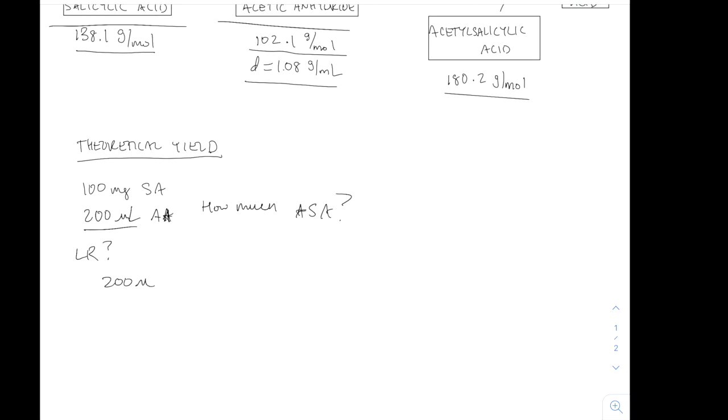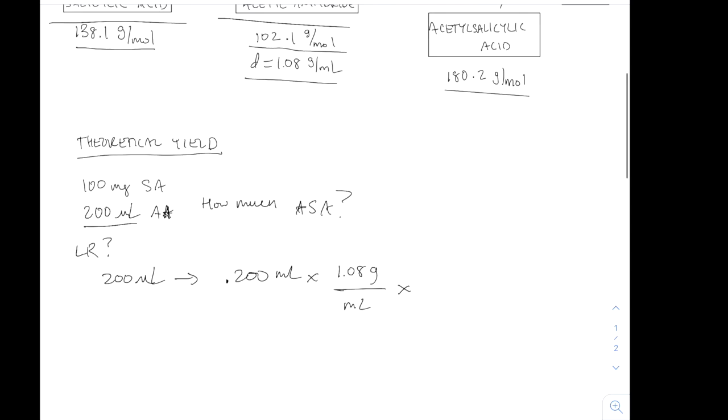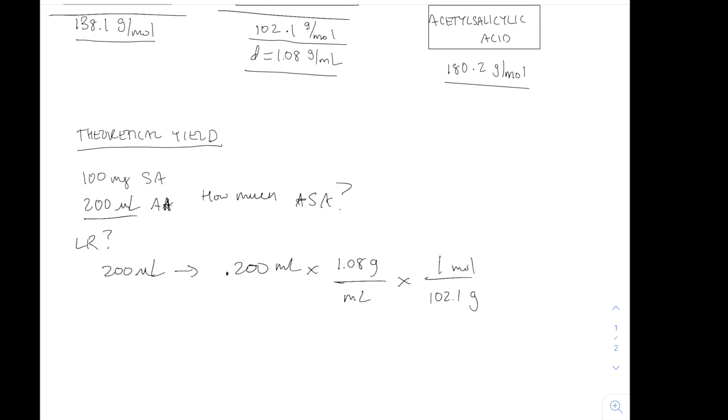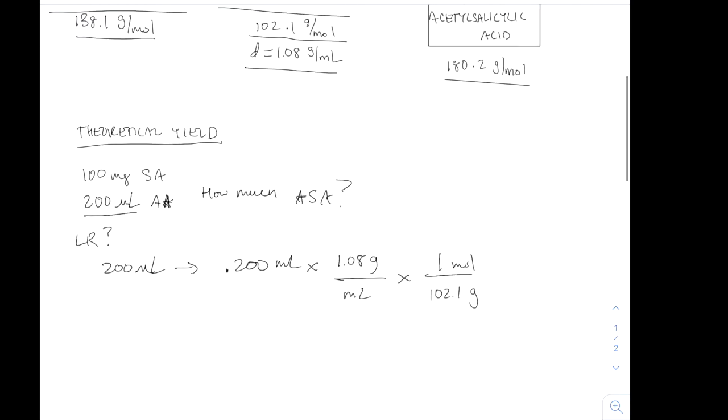convert our 200 microliters to 0.200 milliliters. Then we can multiply that by 1.08 grams per mL. And we can multiply that by the reciprocal of the molar mass, 102.1 grams per 1 mole of AA, right? So that basically cancels out our mLs, cancels out our grams. I'll put AA here, sorry. And then we've got our moles of AA.